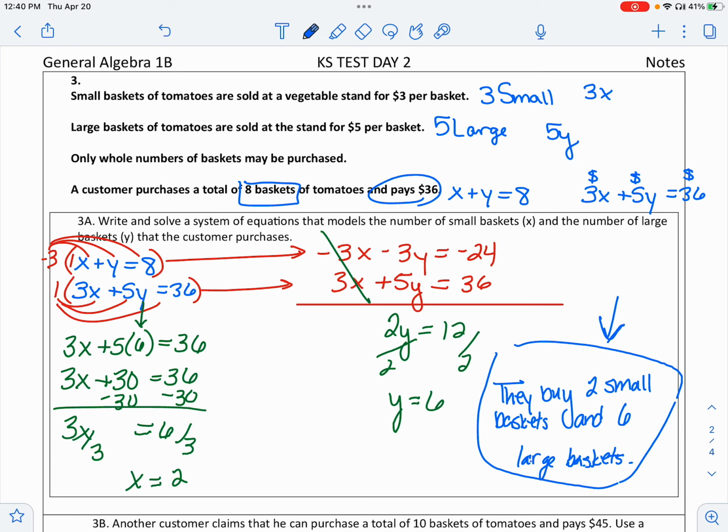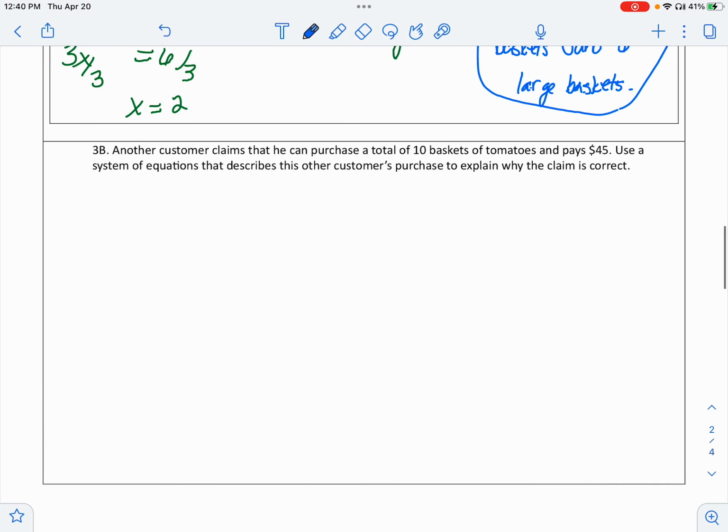This pen's starting to die. Part B, another customer claims that he can purchase 10 baskets. Well, there's my first equation.